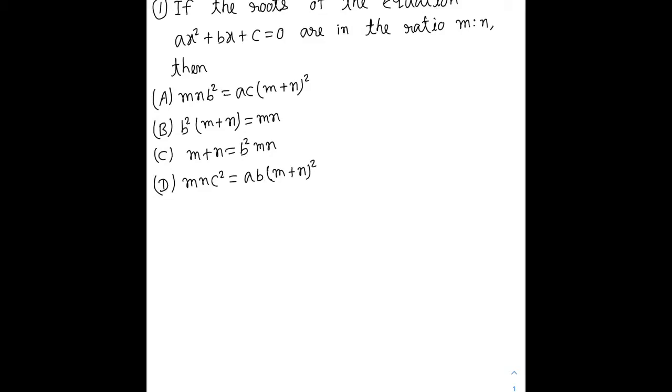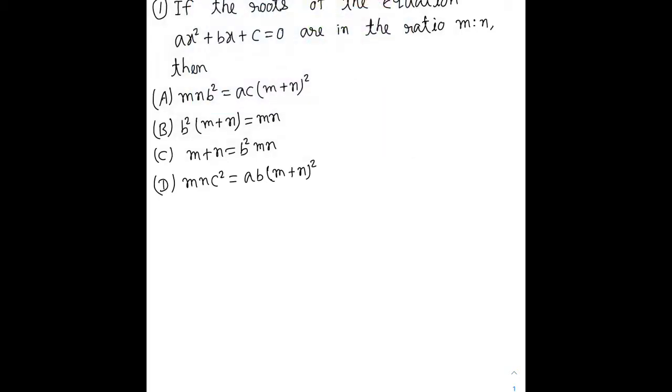So the first question of NTA JEE Mains TEST-1 is: if the roots of the equation ax square plus bx plus c equals to 0 are in the ratio m is to n, then there are 4 options given and one of the options would be true. So we have to select which option will be true.